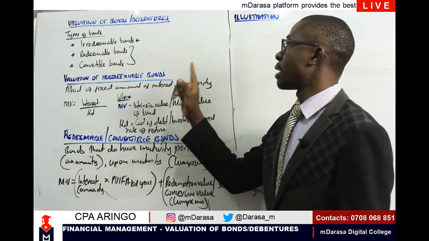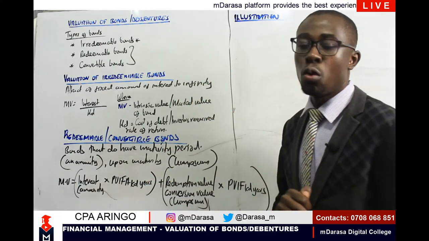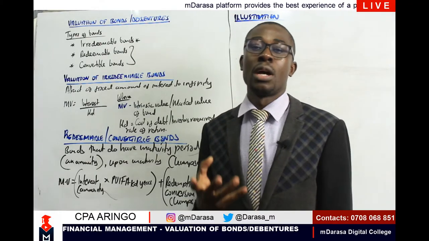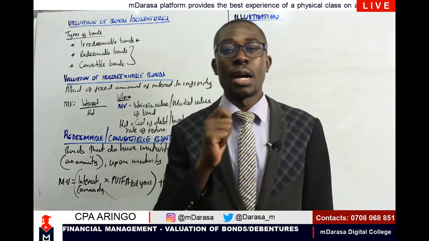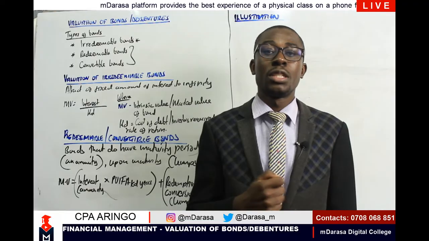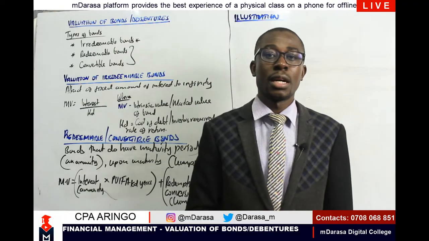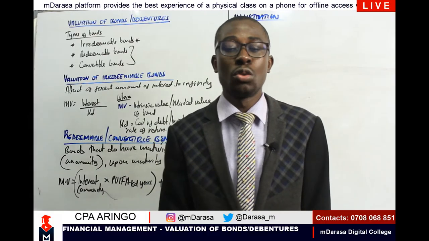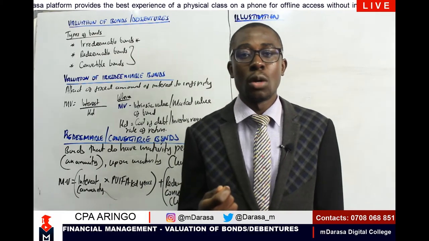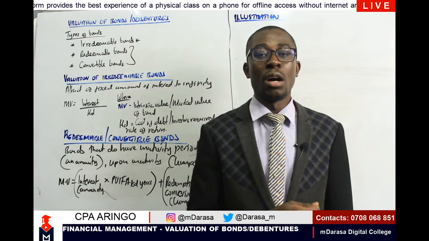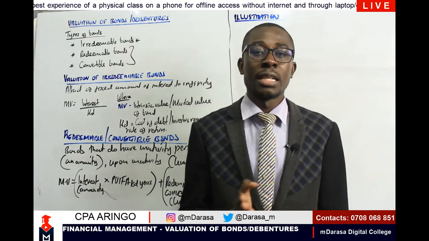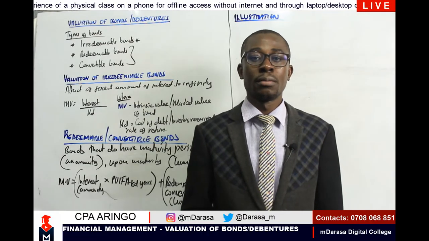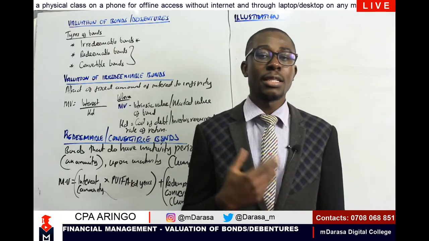Recall, in our last class, we introduced valuation of bonds/debentures, where we mentioned that for bonds, we'll always be looking at three main types. These are, number one, irredeemable, which don't have a maturity period. Then redeemable, which do have a maturity period, and we also slash it with convertible bonds. Our session today is a continuation of that.